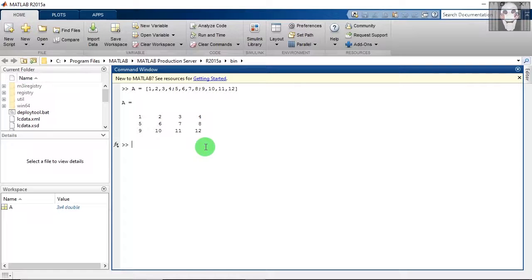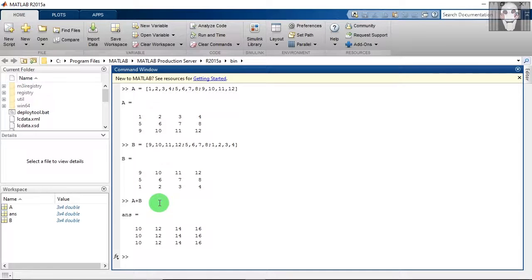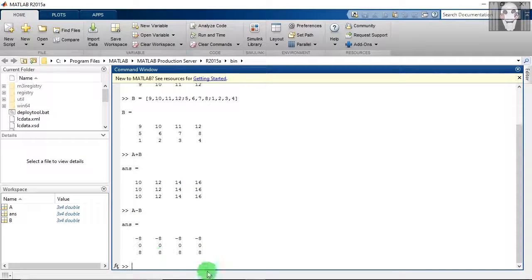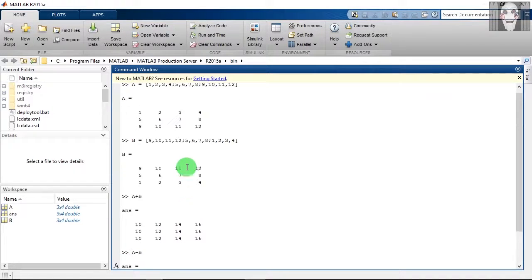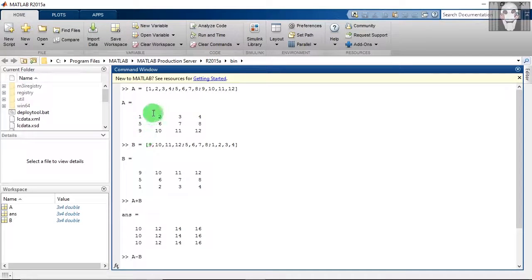I will enter another matrix. So to add these matrices A and B, you have to type this command. So this is the addition of this and this. You can also subtract these matrices. Since A has 3 rows and 4 columns, and even B has 3 rows and 4 columns, the order of A as well as B is 3 cross 4.